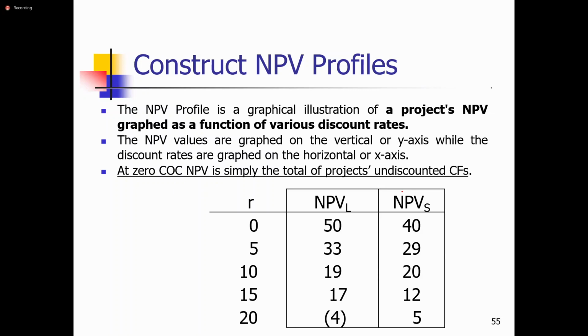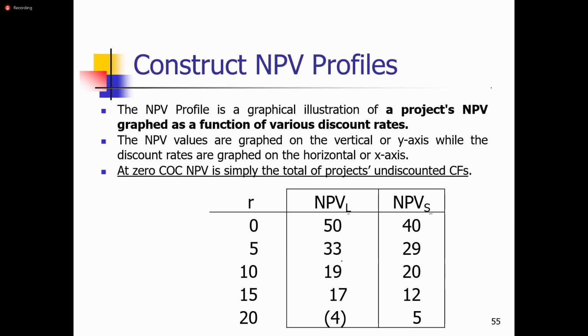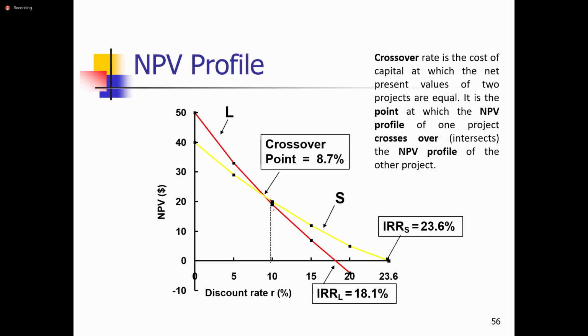Now we are going to the NPV profile and the multiple IRR issue. Now you can see net present value for project L and project S in our same example, for different costs of capital. We call this an NPV profile. It is a graphical illustration like this.